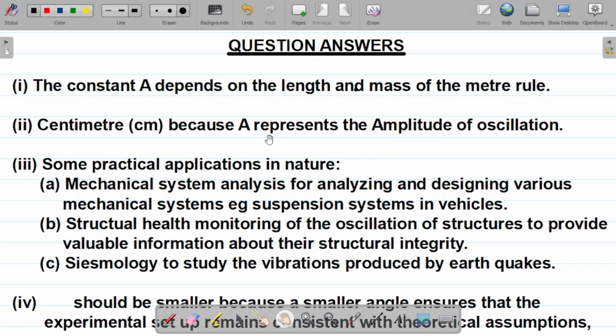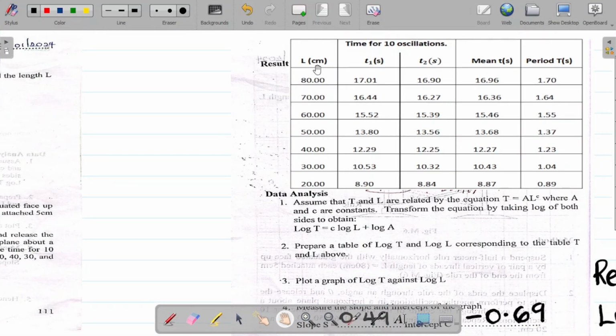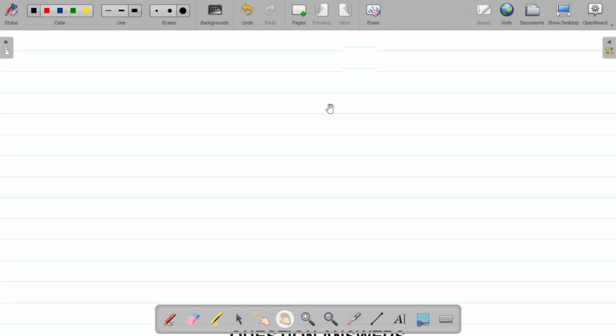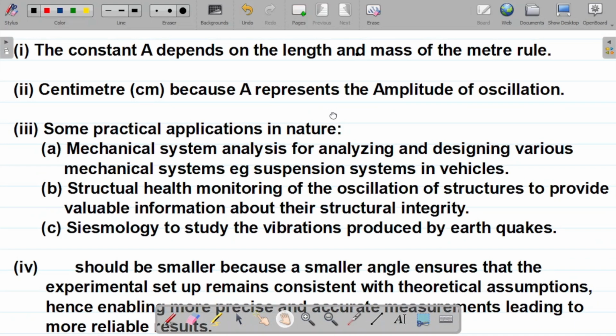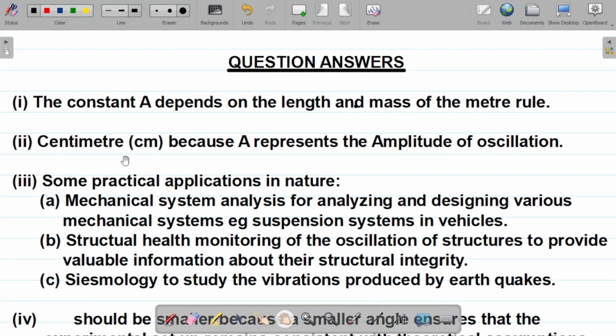So A means the amplitude of what? Oscillation. And if you look at the distance here, for my question, distance was given in centimeters. So that's why A should also be in what? Centimeters and not meters. Usually the amplitude should be in meters. But since we are taking a measurement in centimeters, it means that my unit should be centimeter.